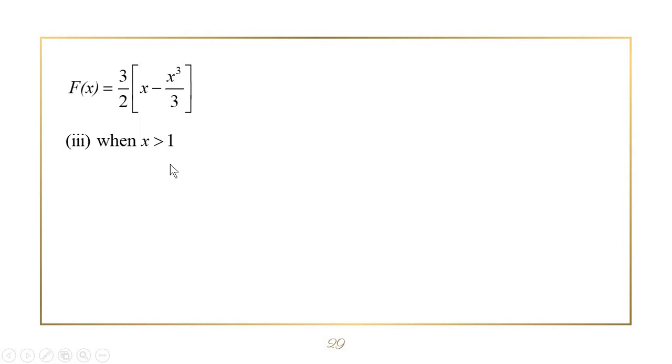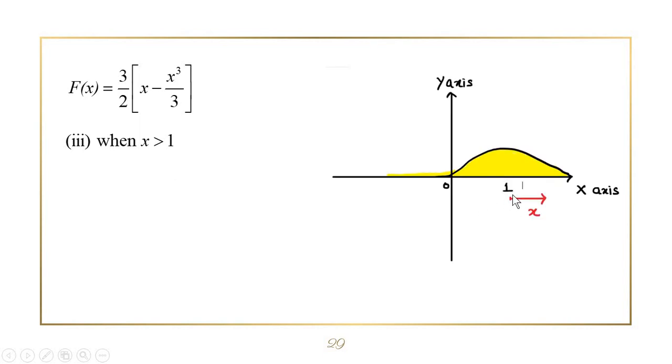When x is greater than 1, that means your x is greater than 1 in this direction. We have to evaluate capital F of x, that is, this yellow colored region we have to find out. You know that the total area is 1, so we must be getting capital F of x as 1. Let us find out whether we get capital F of x as 1 or not.